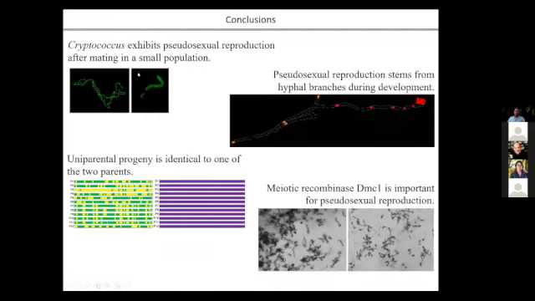So in summary, I told you that Cryptococcus exhibits pseudosexual reproduction after mating in a small population. The uniparental progeny that comes is identical to one of the parents, and it starts at some point during the hyphal branching. And this process requires meiosis. So this is indeed like everything else is similar to sexual reproduction except the clonal progeny production.